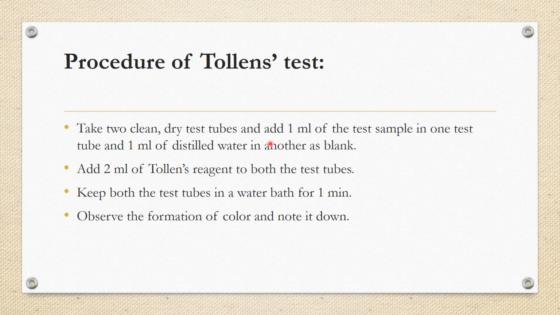Then add 2 ml of the Tollen's reagent which you prepared before to both of the test tubes. Keep both test tubes in a water bath for 1 minute, observe the formation of color, and note it down.